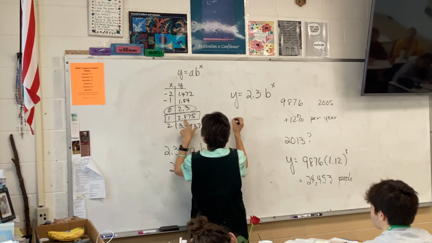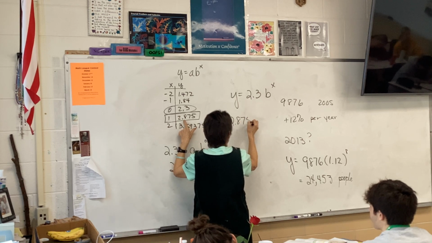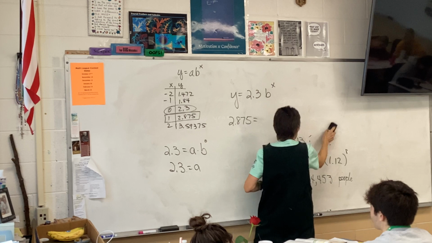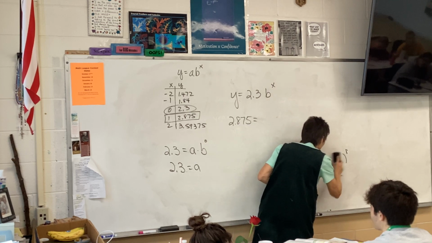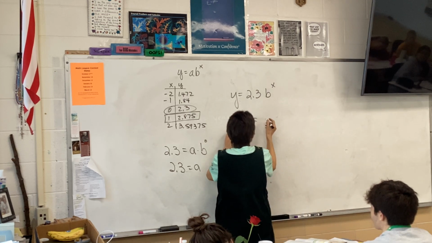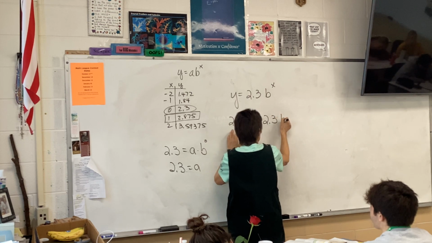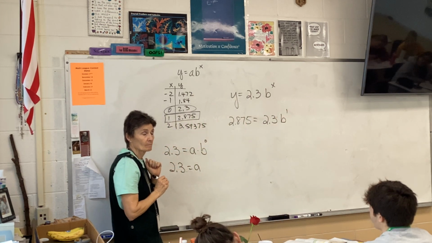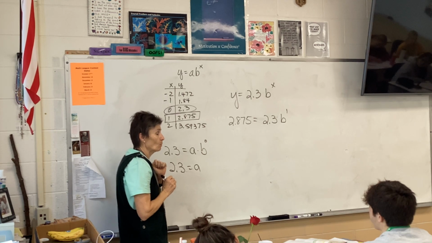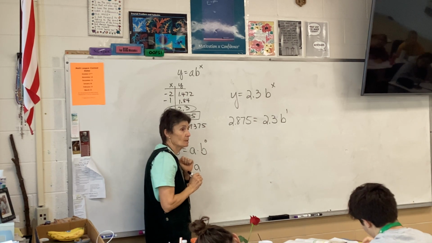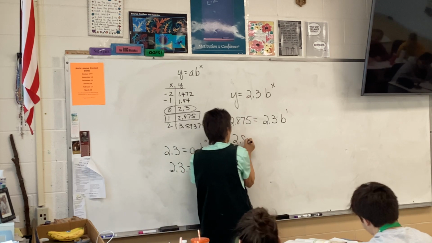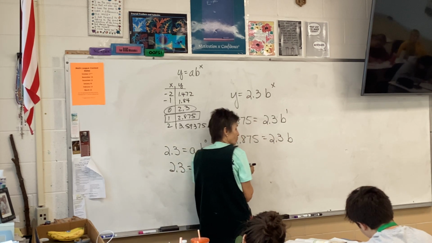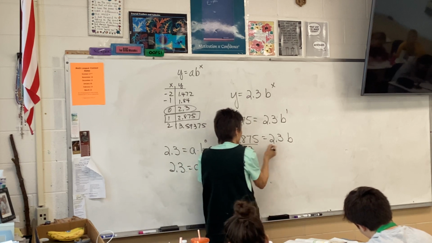So 2.875 equals, I'm plugging in my x and my y. 2.875 equals 2.3 b to the first. Well, what's b to the first? Just plain b. So how am I going to figure out what b is? Divide.